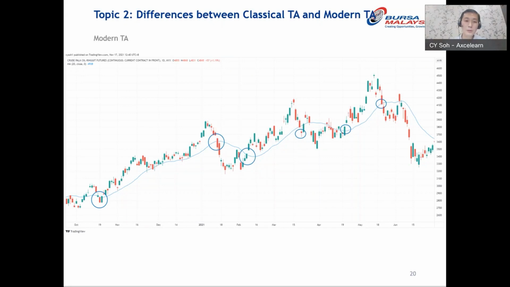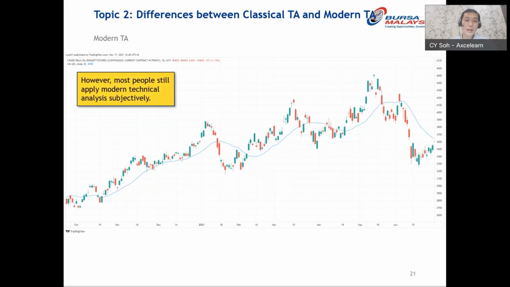Now, many people, although I believe you use modern technical analysis also, right? You use technical indicators, but you use them in a very subjective way, just like how you use classical technical analysis. A lot of people out there are still using the classical technical analysis approach to trade the market, which is very highly subjective. So most people still use modern technical analysis very subjectively.